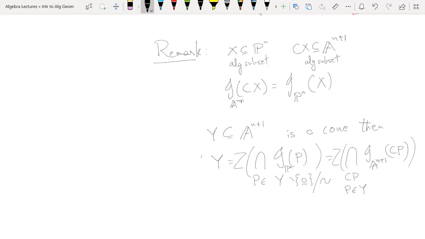And in fact, by what we argued, that tells you in particular that I(Y) is a homogeneous ideal.